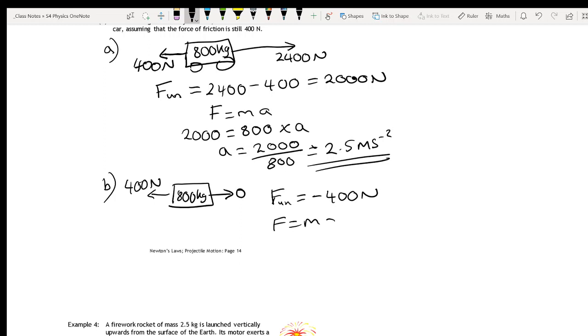Then you'd use F equals ma. So minus 400 equals 800 times the acceleration. So the acceleration will be minus 400 divided by 800, which would be minus 0.5 meters per second squared. Which makes sense, doesn't it? Because if the engine suddenly cuts out, the acceleration will be negative, it'll be decelerating, slowing down.